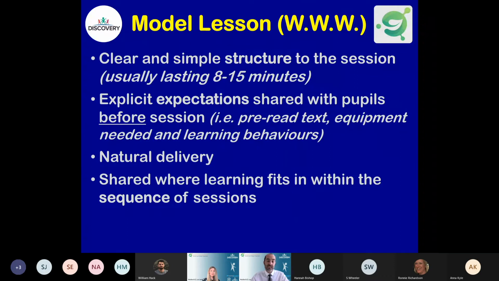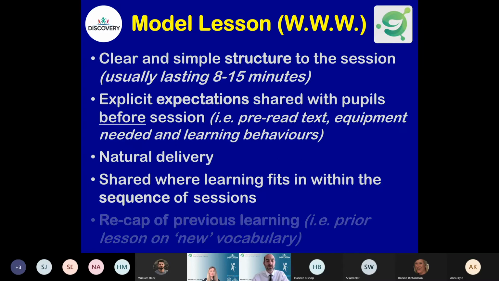She shares where the learning fits in. She talks about where it fits in the sequence of sessions and what went before and what's coming in the days that follow. And again, she recaps initially on the prior learning, looking at the new vocab and the 3 terms that the children need to remember as they engaged and interacted with the text again.